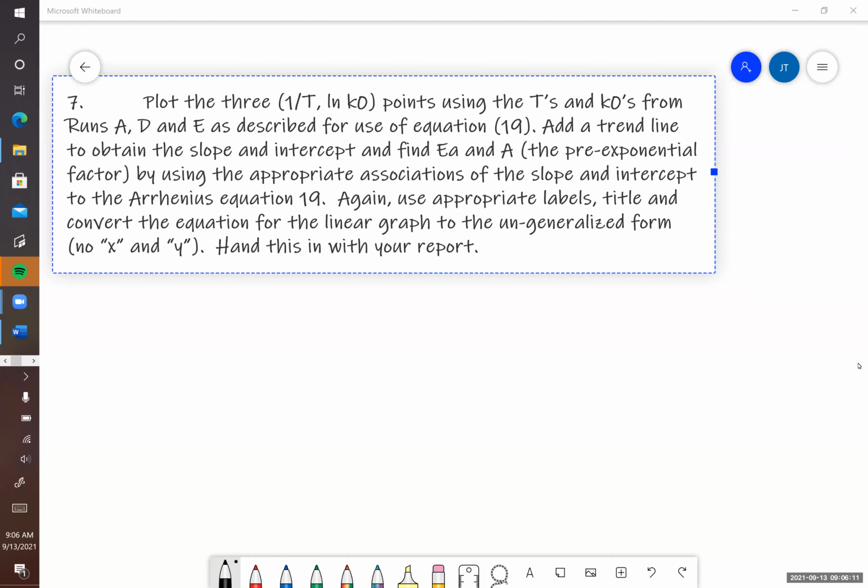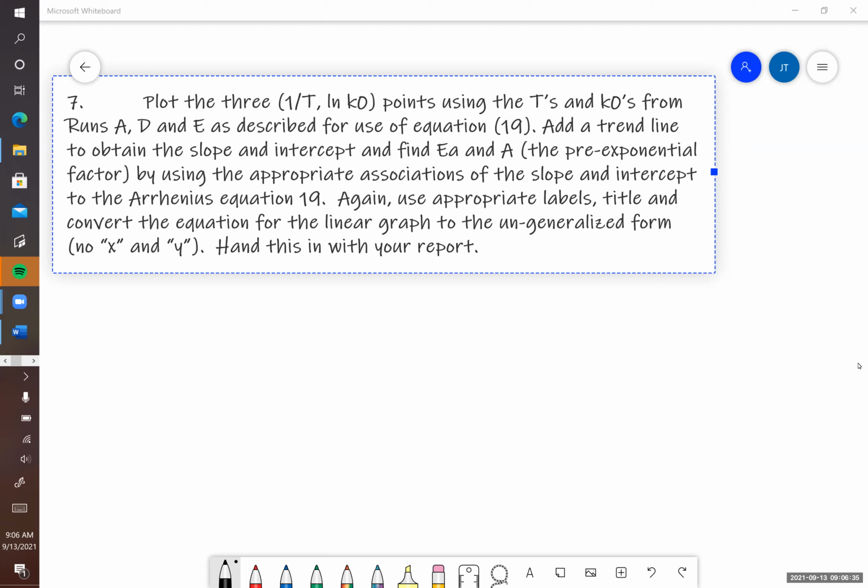Hello, everybody. I want to supplement your instructions for preparing your report for the kinetics lab. In the previous video, number 7 was actually number 8 for your report. So I need to do number 7, and I have it printed out here.